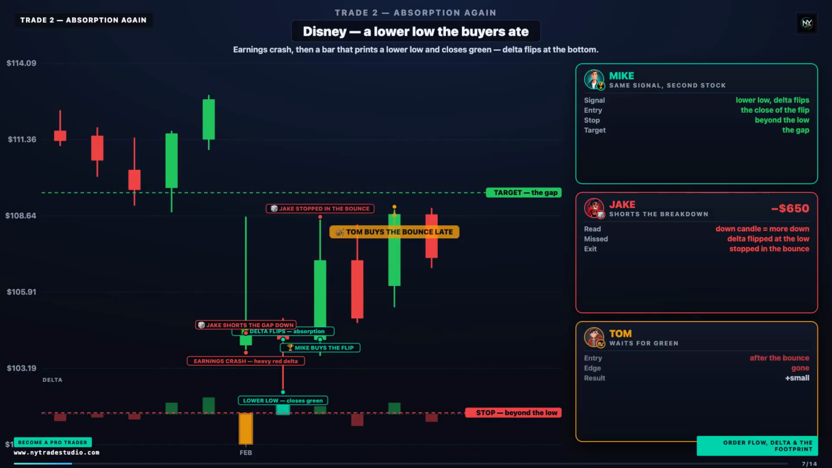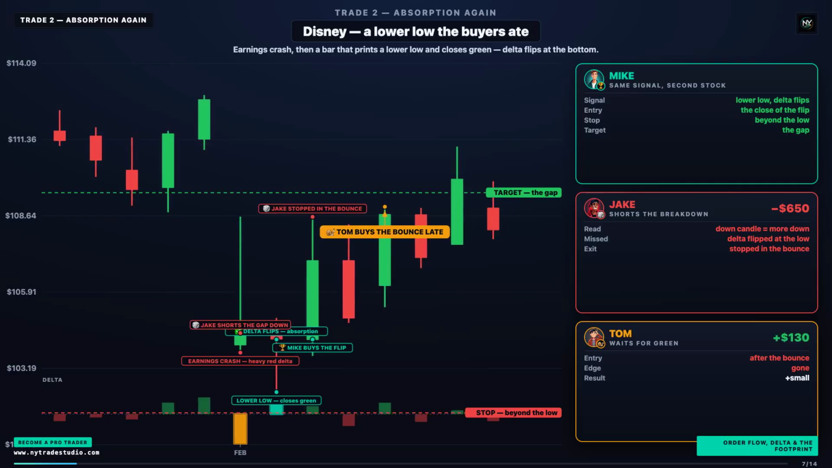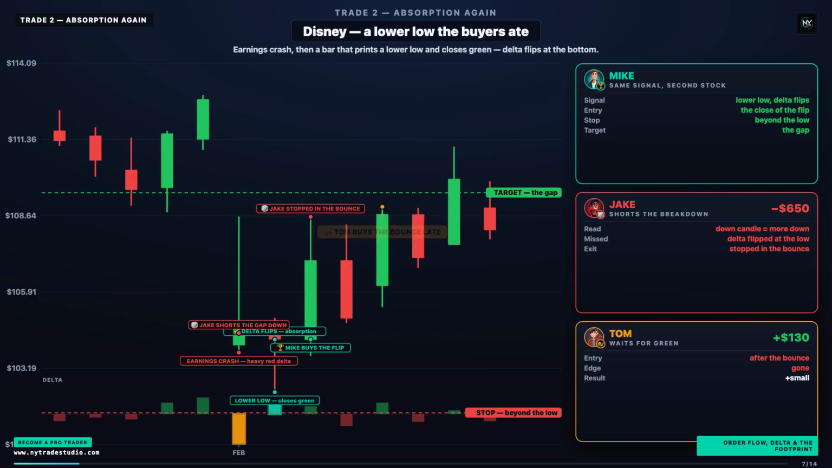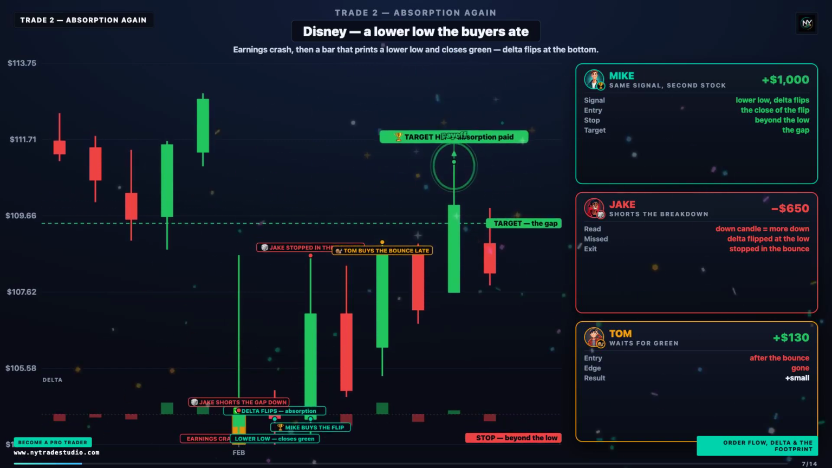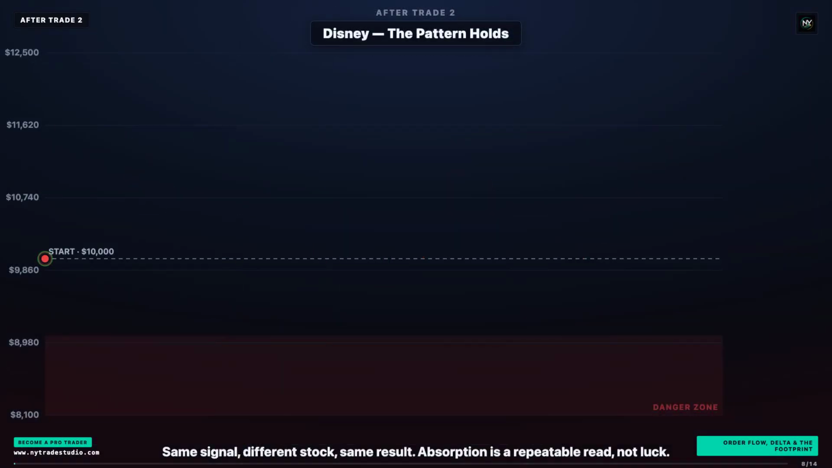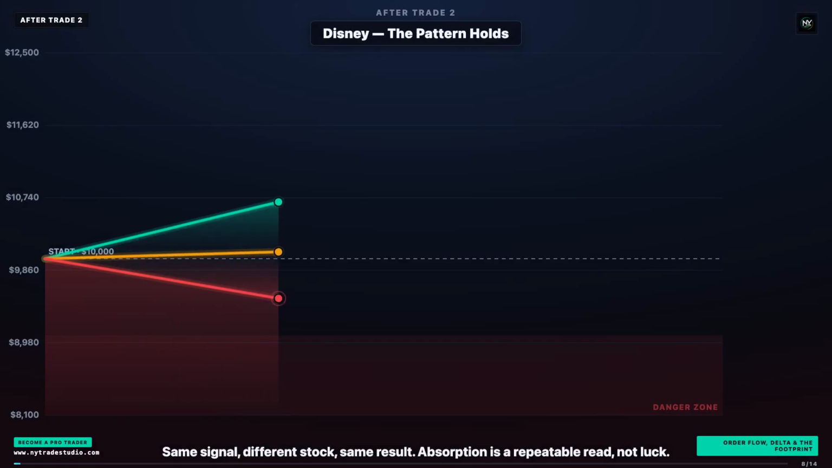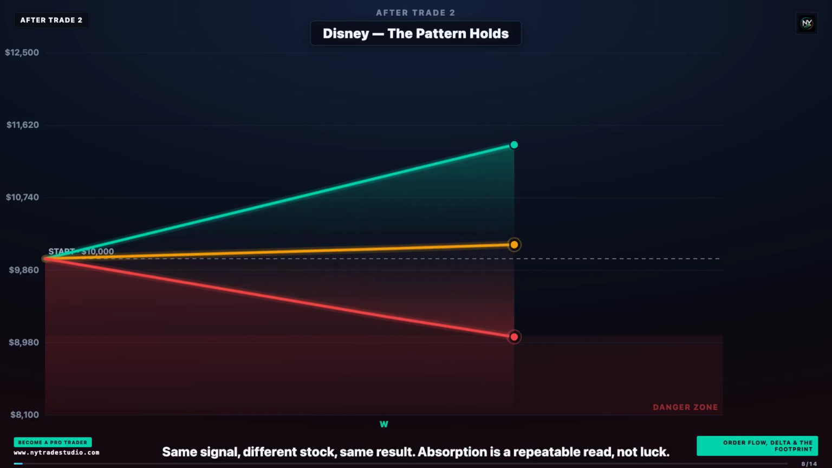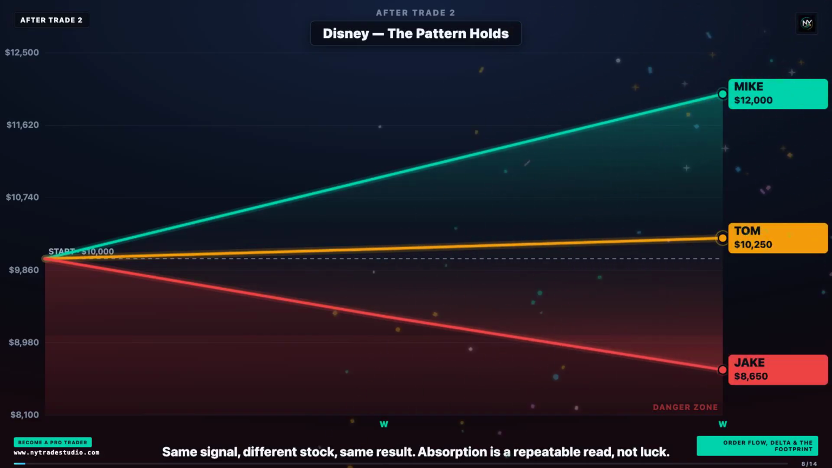Tom waits for green to be obvious and pays up for a thin slice near the top, and a few sessions later Disney tags the target, another clean 2-to-1 for reading who actually won the candle when the price said the opposite. 2 for 2. The same absorption signal on a completely different stock paid Mike again, which is how you know it is a real edge and not one lucky chart. Jake has now shorted 2 bottoms in a row.